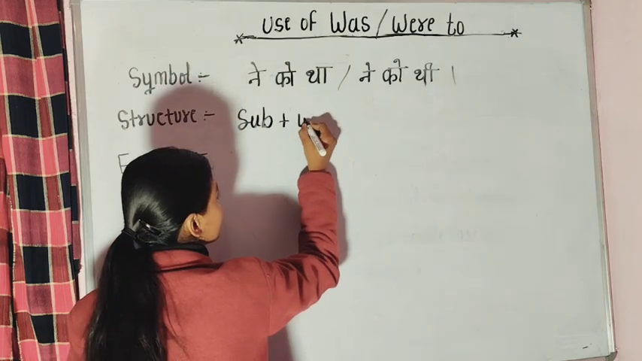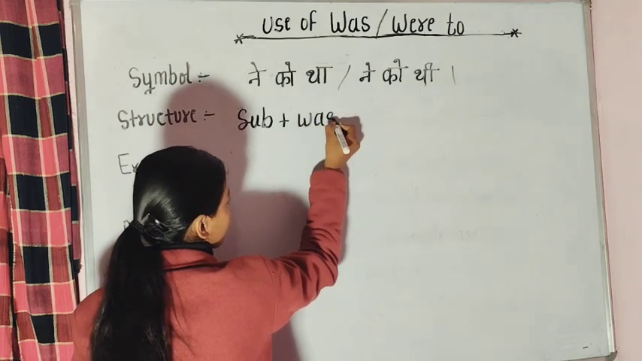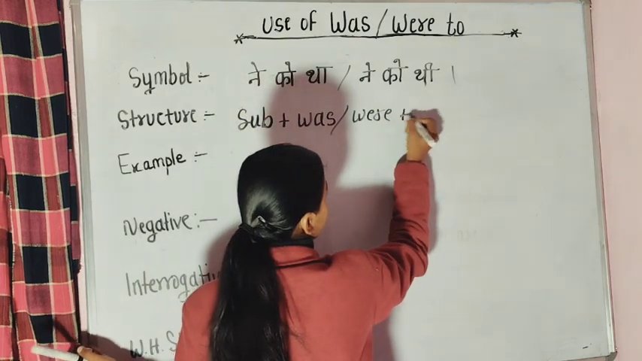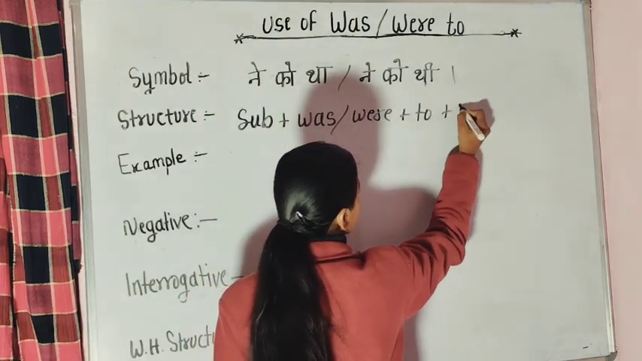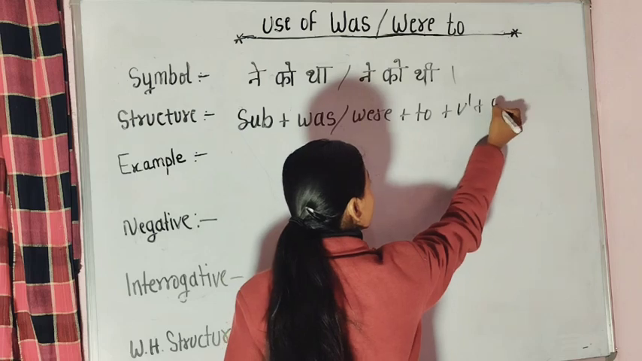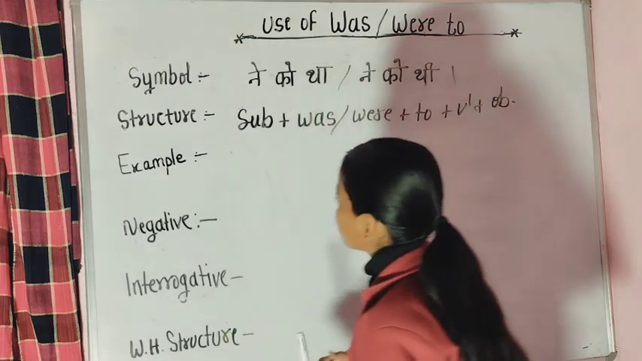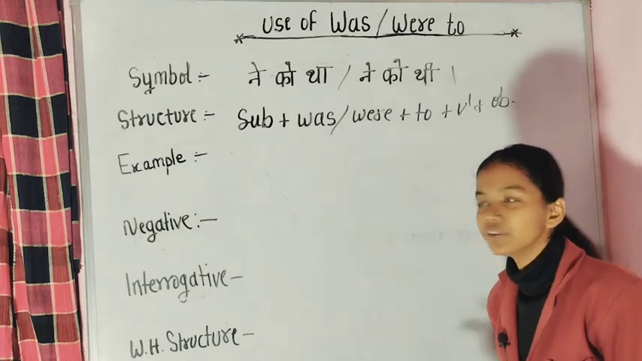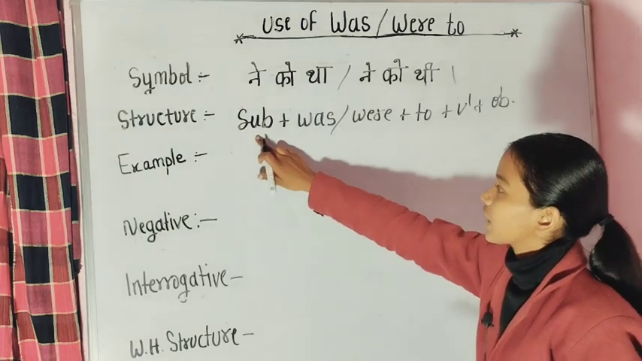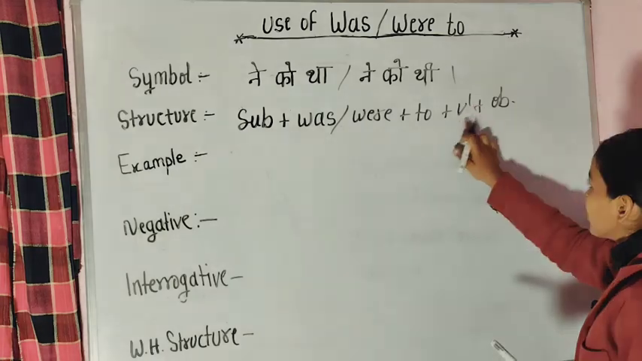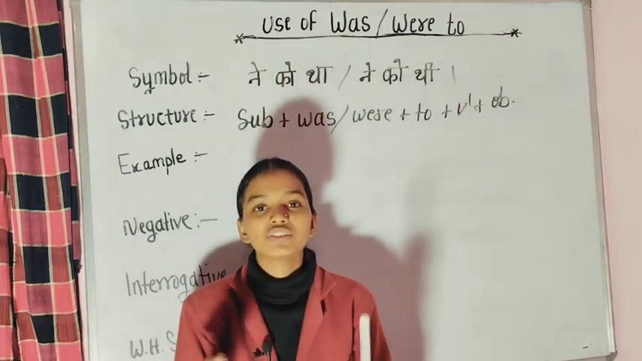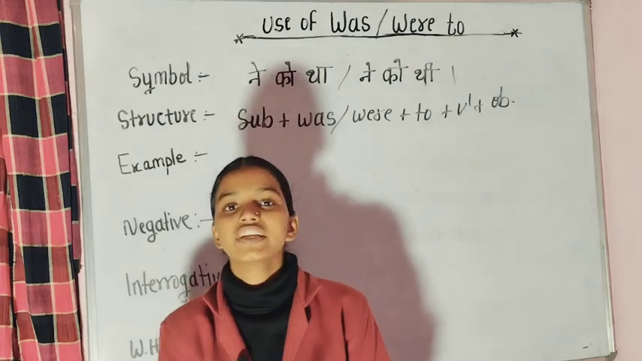Subject plus was/were plus to plus verb 1 plus other object. What is the structure of was/were to? You can see on the board: subject plus was/were plus to plus verb 1 plus other object.